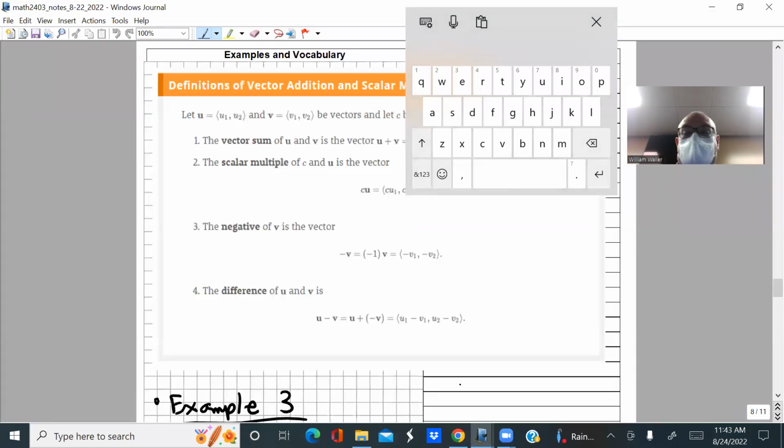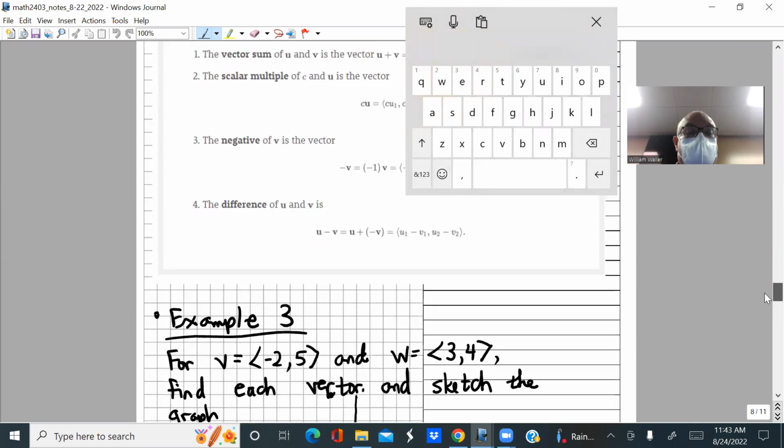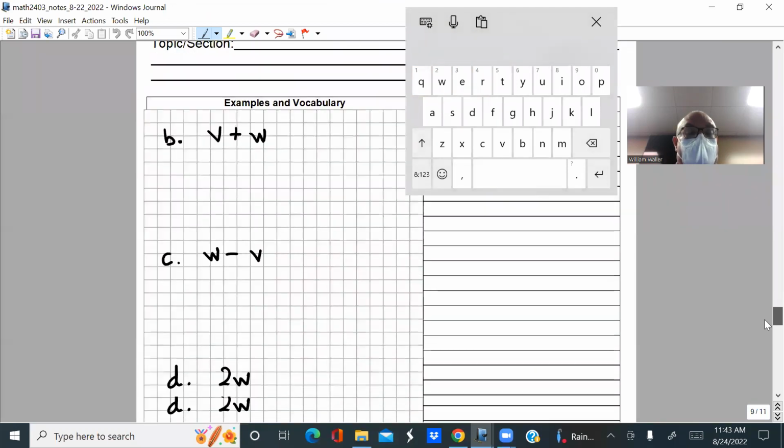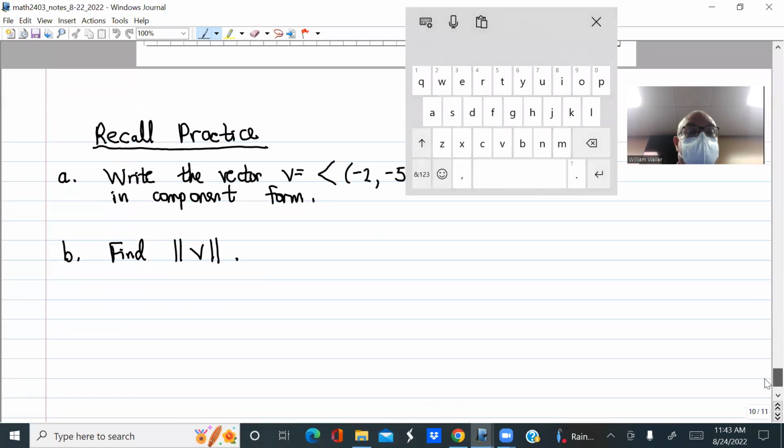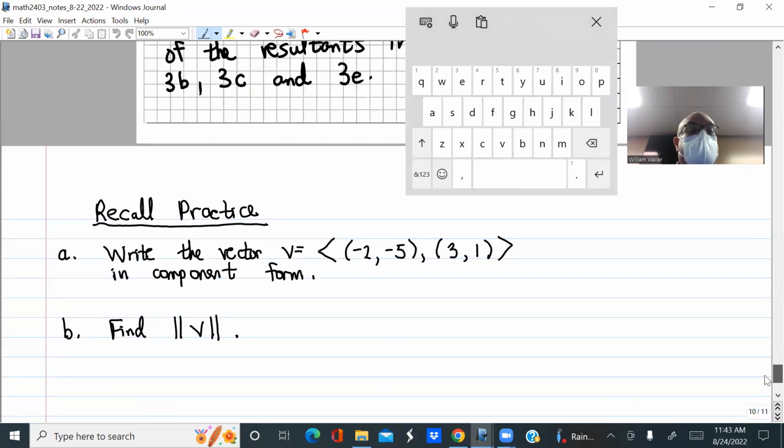Well, let me see if I can find the right notes. Yeah, this is them. So here's where we were last time, and we're going to continue with that. But let's practice a little bit what we learned last time, or what I hope you learned last time, right? Okay. So we have a little recall practice here.